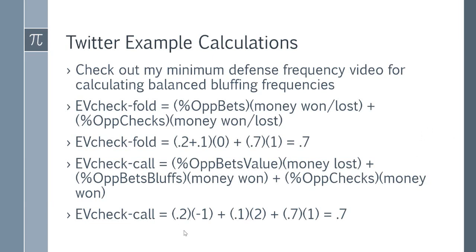So here you can see that 20% of the time he's going to bet pot, and we're going to call, and we're going to lose that pot-sized bet. 10% of the time when he bluffs, we're going to win the pot plus his pot-sized bet. So we win 2 pot-sized units, so that's pretty nice when he's bluffing for us. And then 70% of the time when he checks back, we're going to win 1 pot-sized unit as well. And boom, you can see that the EV of check-folding and check-calling is exactly the same.